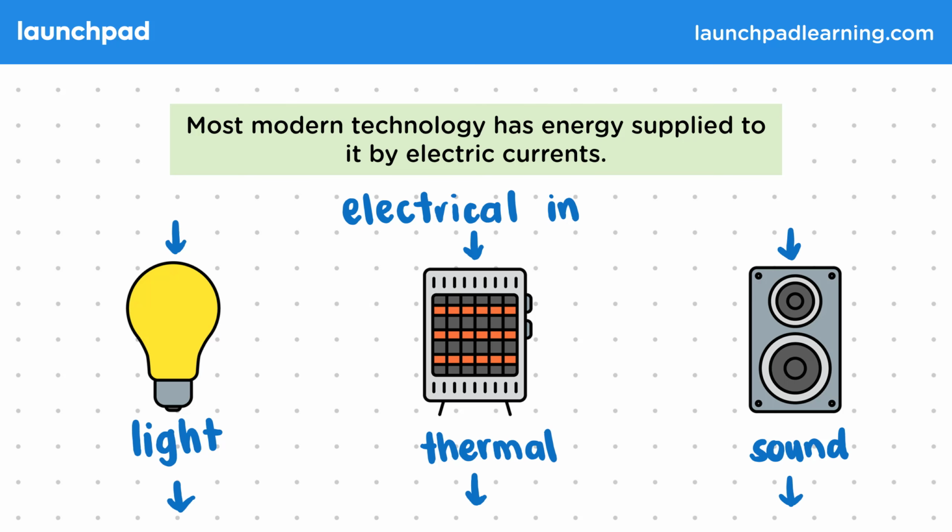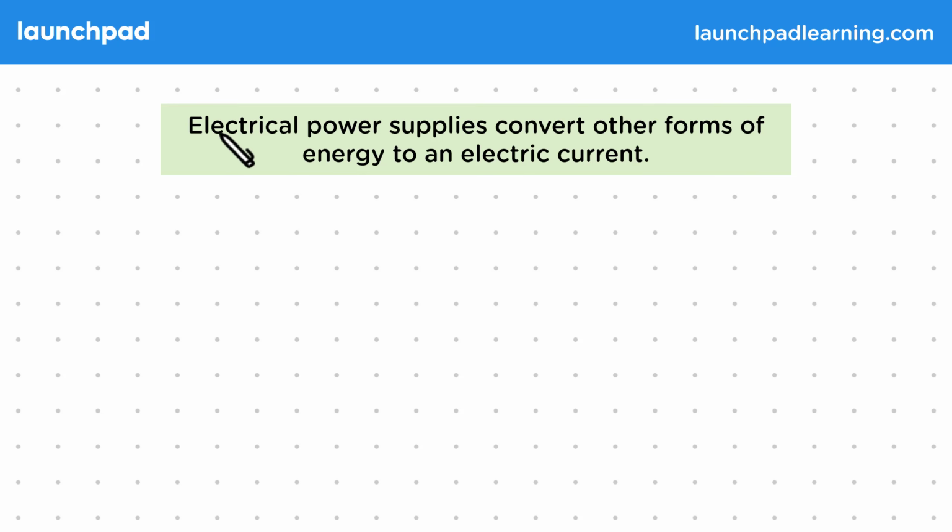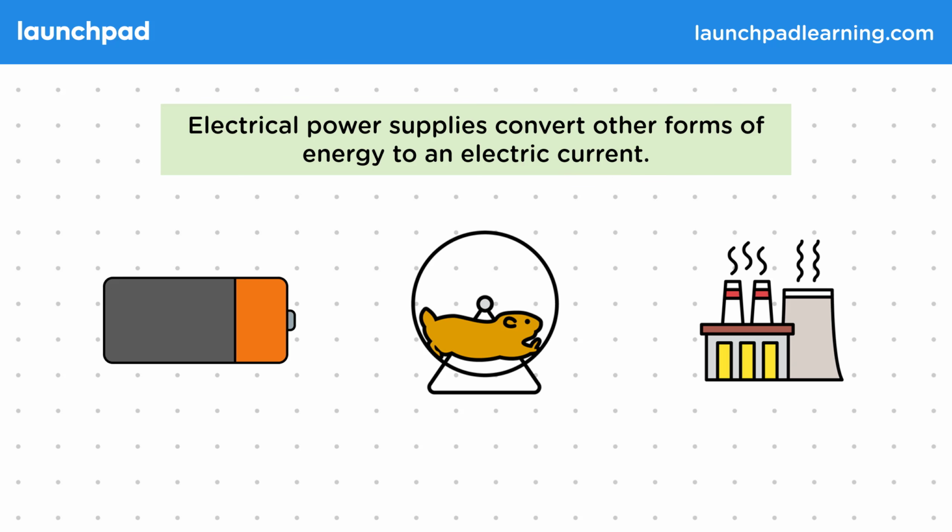But how exactly do we generate an electric current? Well, electrical power supplies convert other forms of energy to an electric current. For example, a battery has a store of chemical energy which can then be used to generate an electric current. The current is used to take the energy from the battery elsewhere.